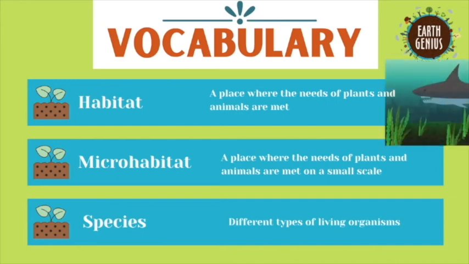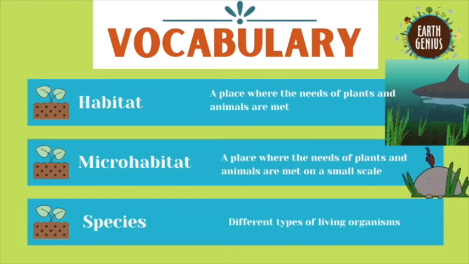Our first word is habitat. A habitat is a place where the needs of plants and animals are met. It's where they live. You might already know what the habitat is of some animals. For example, what do you think the habitat of a shark is? What about the habitat of a monkey? What about the habitat of a ladybug?